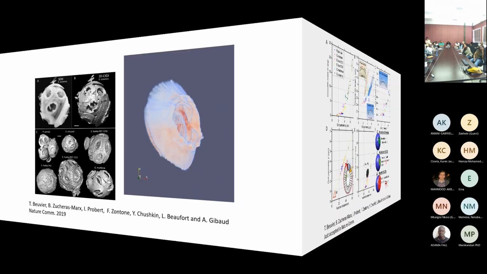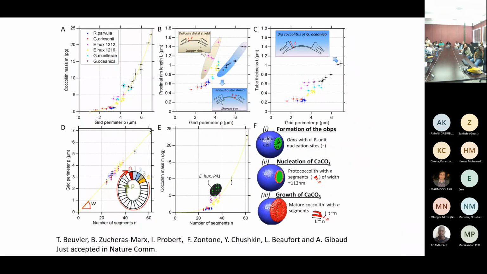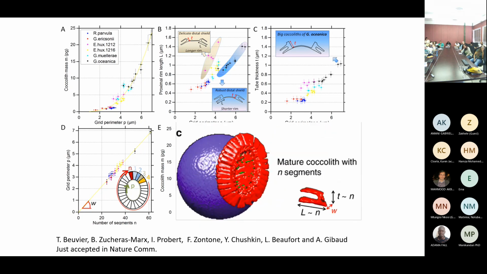And in this case, we were able to show that with different species, the mass depends on the perimeter of the grid. So if you know the perimeter of the grid, you will know what the mass will be, mainly because those little elements which make up the coccolith all have the same width. Why is that? We don't know. Again, ask the algae if you can, but there is no answer. So why in a coccolith does each element have exactly the same width?